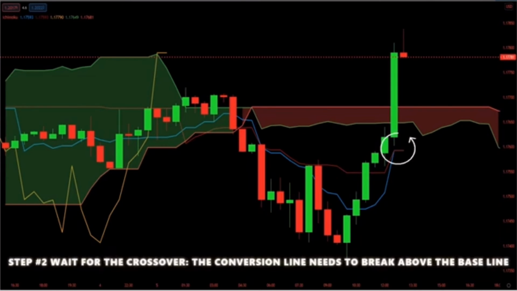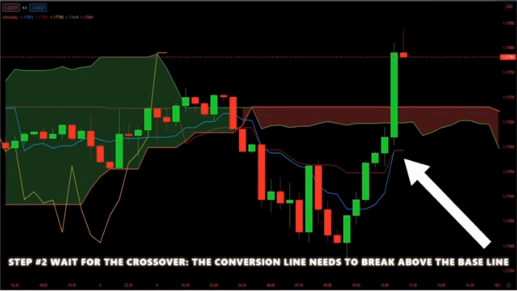Step number 2, wait for the crossover. The conversion line needs to break above the base line. The price breakout above the cloud needs to be followed by the crossover of the conversion line above the base line. Once these two conditions are fulfilled, we can look to enter a trade.